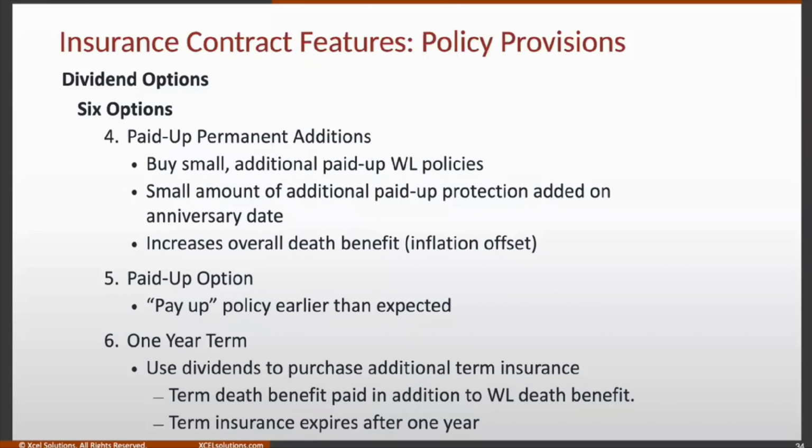So they take the dividend and they buy smaller additional paid up whole life policies. The small amount of additional paid up protection is added on the anniversary date because that's when you will receive your dividend allocated to you on your contract anniversary date. So if you have it allocated to paid up additions, they will take the dividend and purchase with it smaller additional amounts of paid up insurance on your life that will not require premium payment.